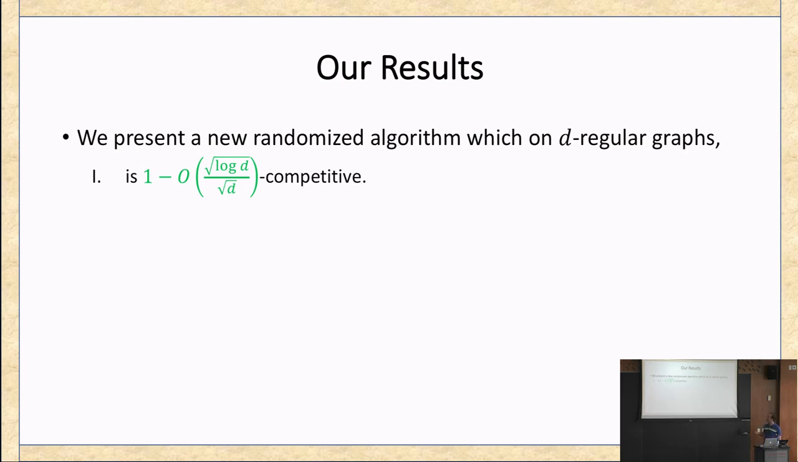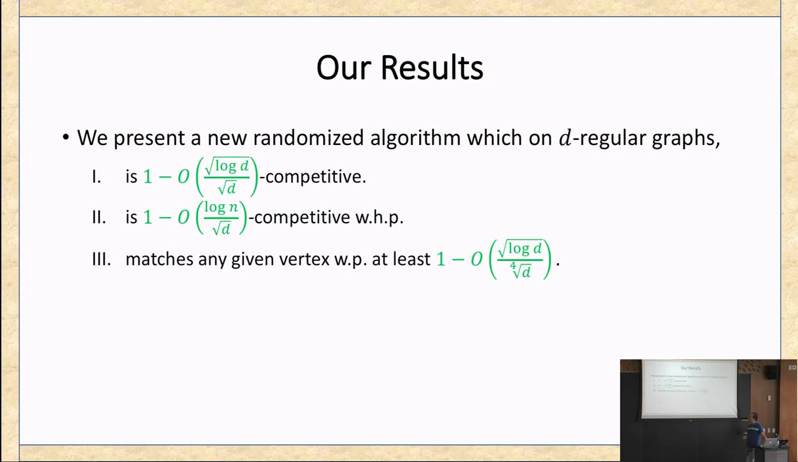All right. Other than that, we show that our algorithm achieves roughly the same competitive ratio with high probability. So it doesn't deviate much from this competitive ratio. This is the first with high probability result in the adversarial model. And finally, our algorithm matches any given vertex with probability tending to 1 as d tends to infinity. Don't worry about the exact dependence. So this also gives some kind of fairness guarantee. Every vertex has a good chance of getting matched.